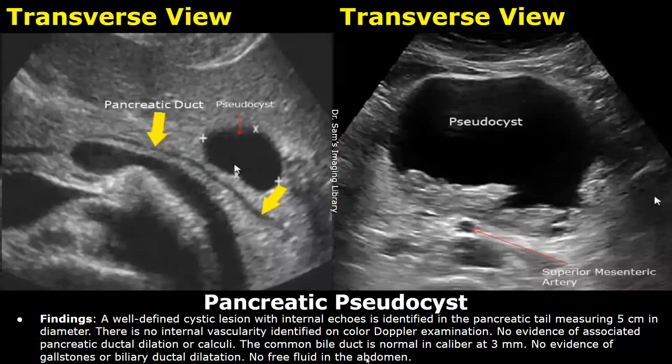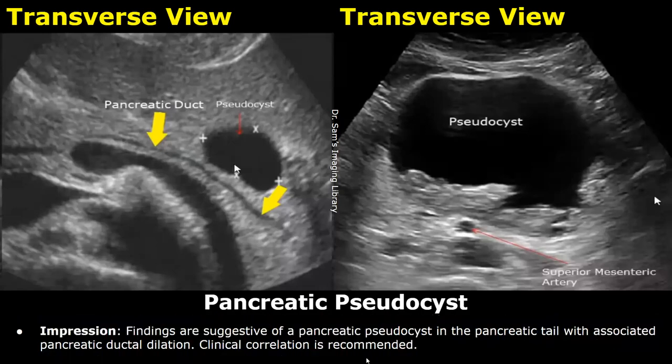In the impression, you can write findings are suggestive of a pancreatic pseudocyst. Then you can write its location, and after that you can write about pancreatic ductal dilation, and in the end you can write clinical correlation is recommended.